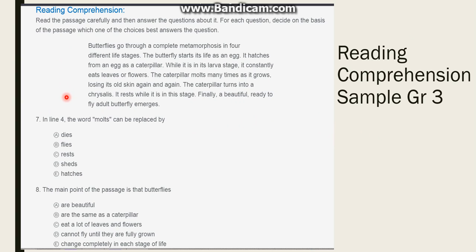Okay, so this is a bit about butterflies. And once the students have read that, there are 2 questions. So the first one is asking, what does the word molts mean, or what can it be replaced by? The next one is asking about the main point of the passage.